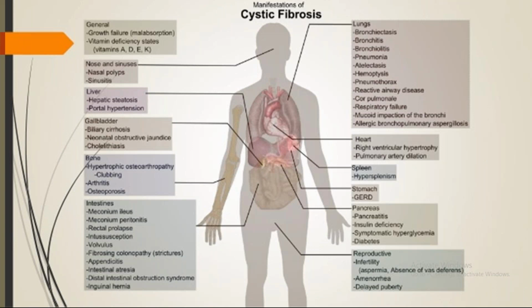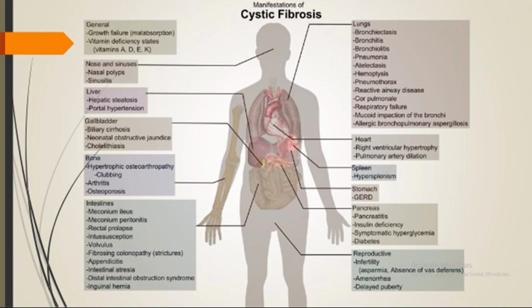Coming to the general manifestations, the systemic manifestations due to cystic fibrosis. There will be growth failure due to malabsorption, and due to malabsorption, there will be deficiency of fat soluble vitamins like vitamin A, D, E, and K. In the nose, it can lead to nasal polyps and sinusitis. In the liver, it can lead to hepatic steatosis, that is fatty liver, or portal hypertension. In the gallbladder, it can cause cholelithiasis, neonatal obstructive jaundice, or biliary cirrhosis.